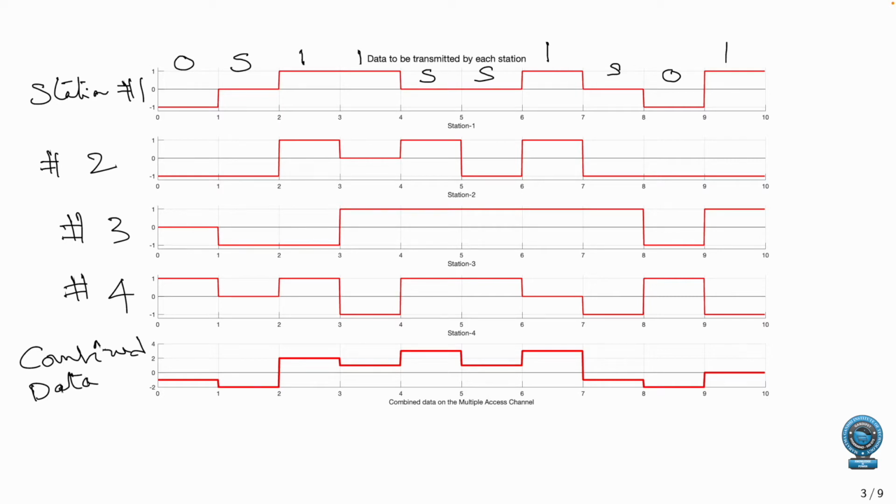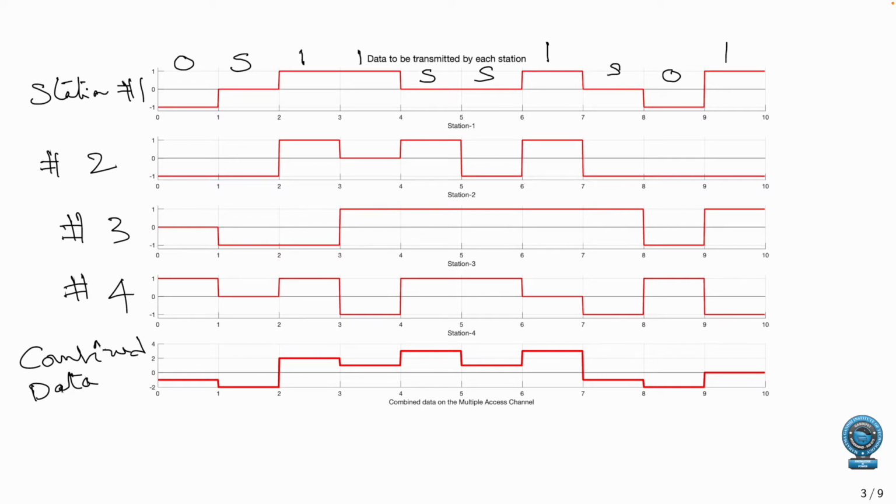You can see that you have -1, then -1, -2, then this is 0, then +1. So the resultant is -1. That is what is represented in this time interval. Likewise each of those are added, and this waveform is the combined waveform that will be sent on the channel.